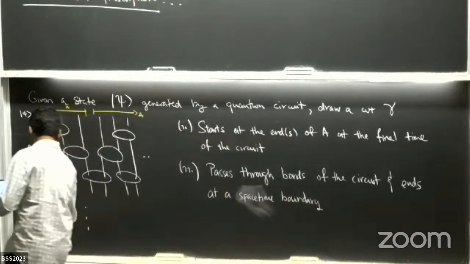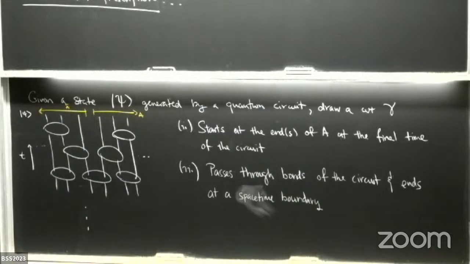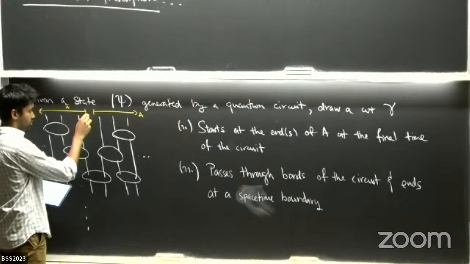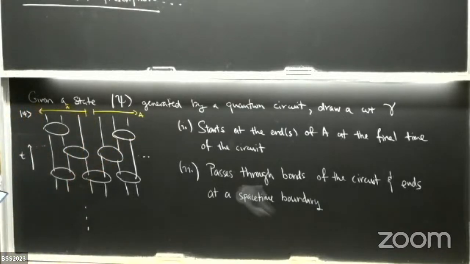Okay, so in this case, what would I do? I have to start my cut at the boundary of A. There's only one boundary. The system I'm taking is semi-infinite. So A is a semi-infinite system. I'm only interested in its growth, the growth of entanglement, say, starting from some product state.